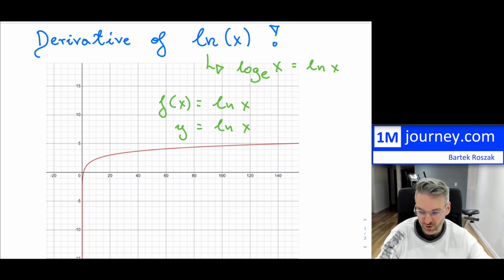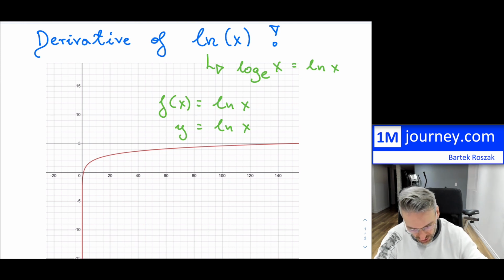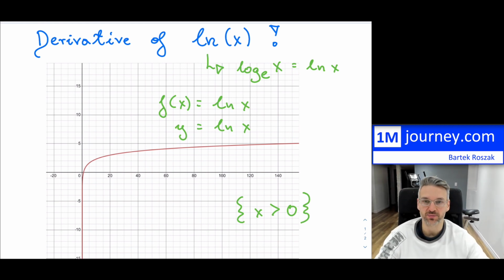And you should know, if you have studied logs, that the domain for this particular function is x greater than 0. It can be anything that's positive, but it can't be negative and it can't be 0. That is simply because we're talking about the inverse of the exponentials.